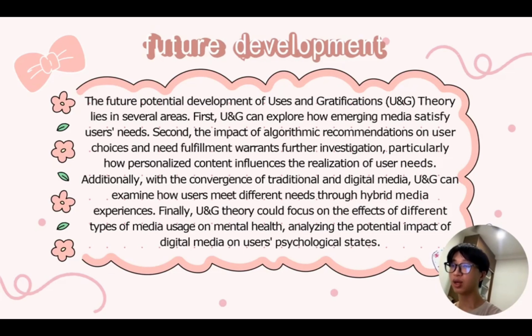Second, with the rise of recommendation algorithms, there's a need to investigate how these systems affect users' media choices. They can help people find content that fits their needs, but can also limit the diversity of content people are exposed to. Balancing these recommendation systems will be an important area of future research in UNG theory. That's all.